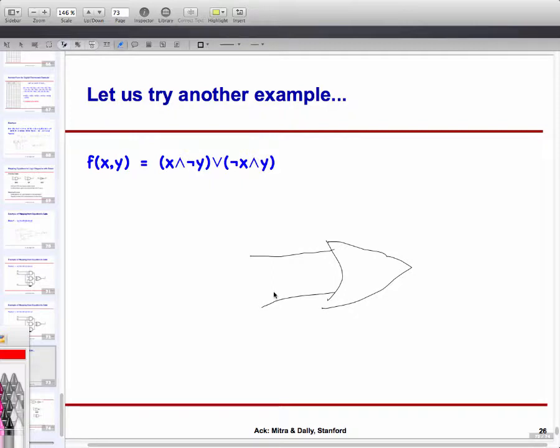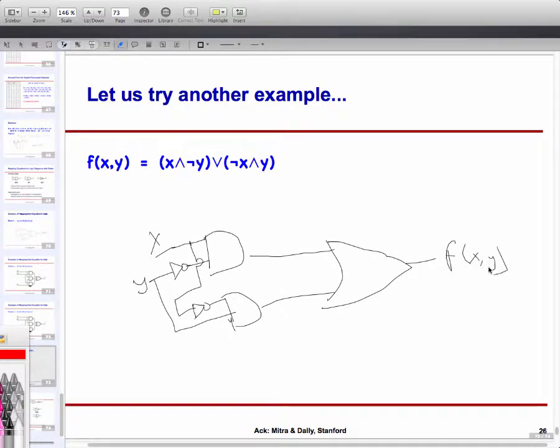Then what? So I have two terms. The first term is what? It's an AND gate. So I'm going to draw an AND gate. Its inputs are X, and the other input is negated Y. And the second term is again an AND gate, but this time around X is inverted, and Y is fed as is, and that's f of x comma y. So going from equations to gates is easy.